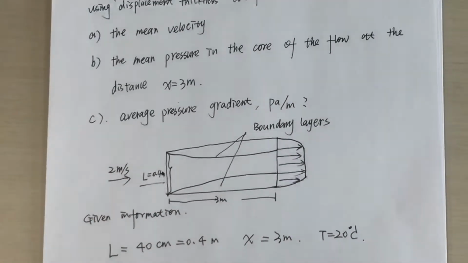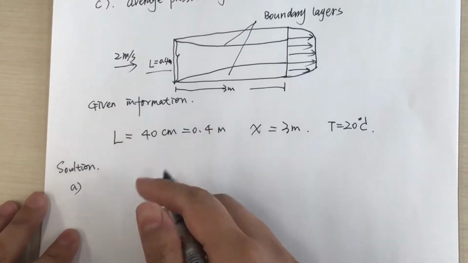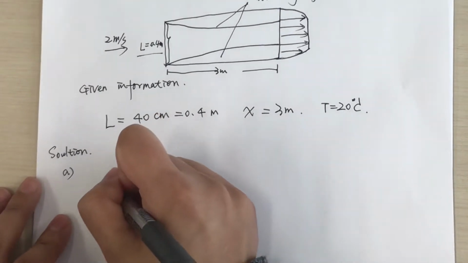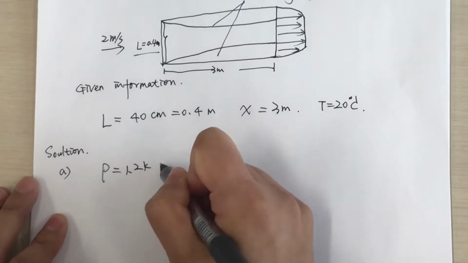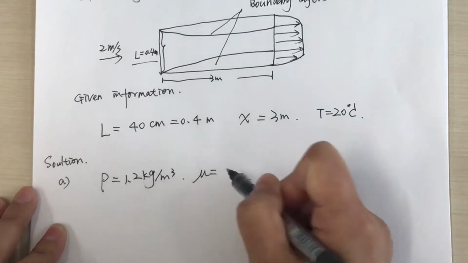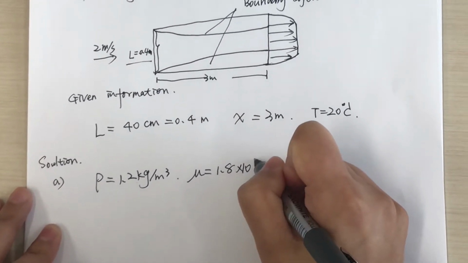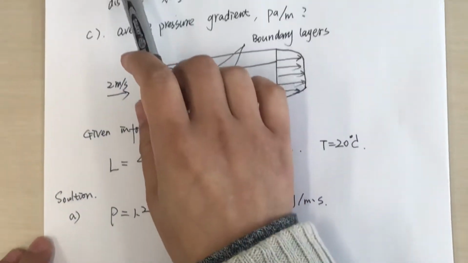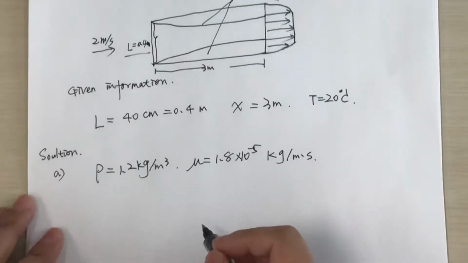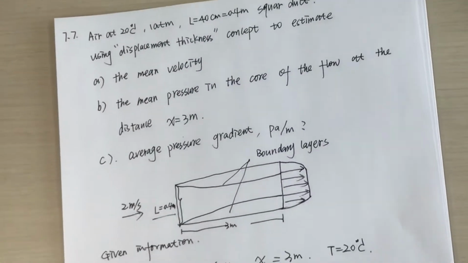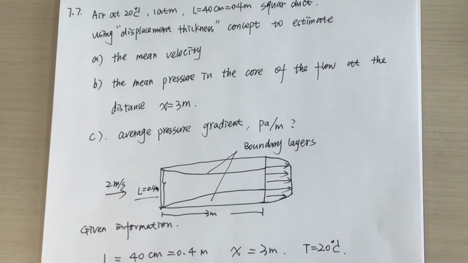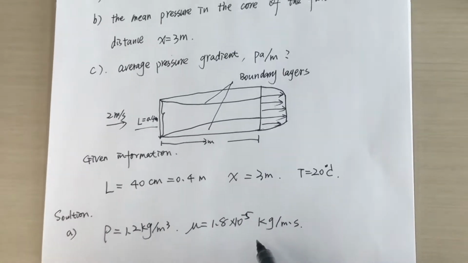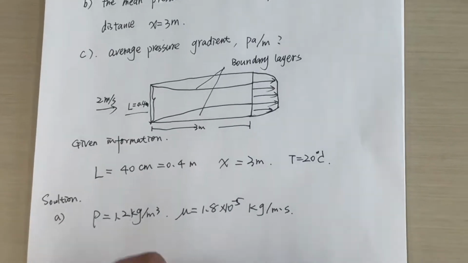The first question is the mean velocity. For the air at 20 degrees, 1 atm, we can get the density, which is 1.2, and the viscosity. Then he asked us to use displacement thickness. If we want to use displacement thickness, we should check whether the flow can be considered laminar or turbulent flow. So we have to calculate the Reynolds number first.